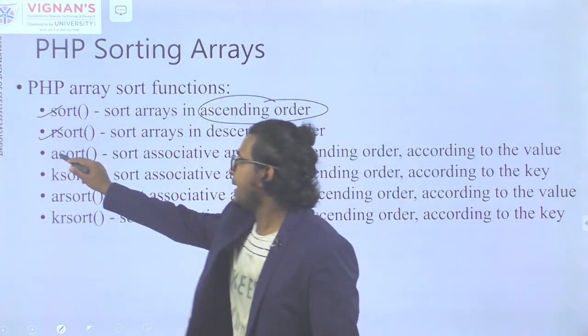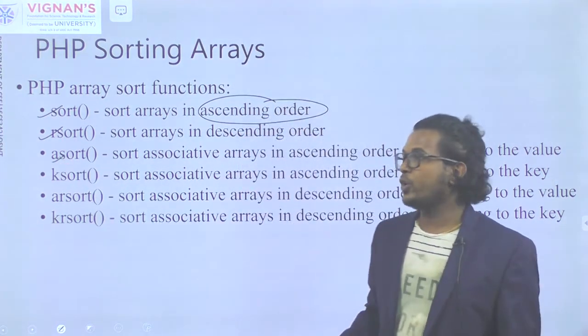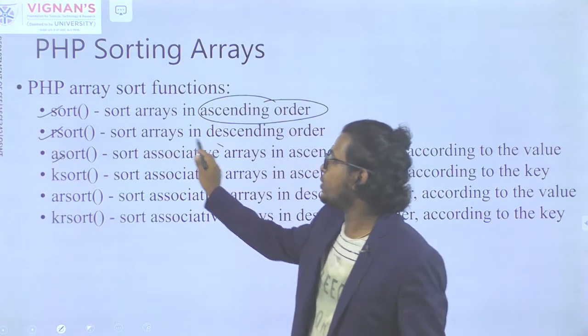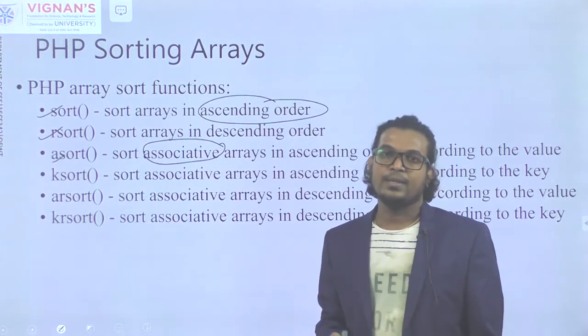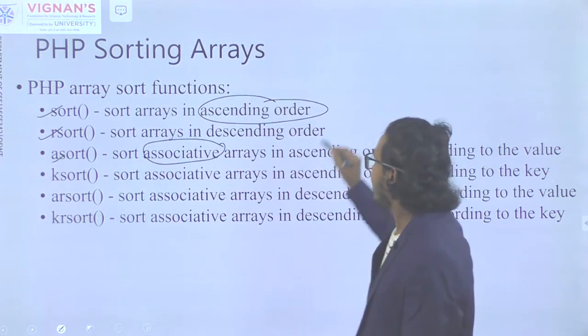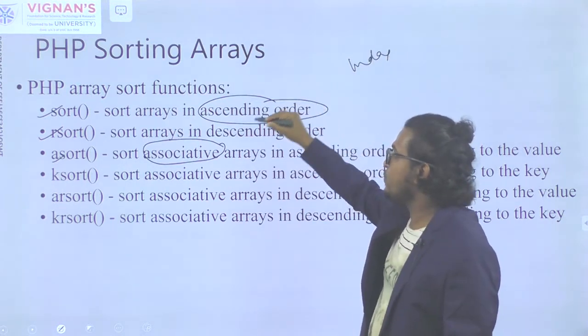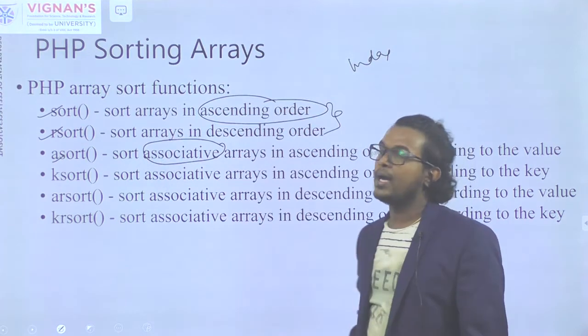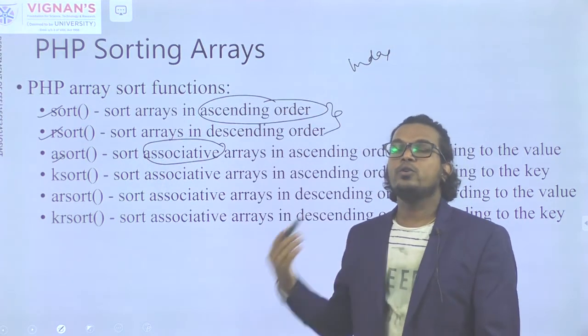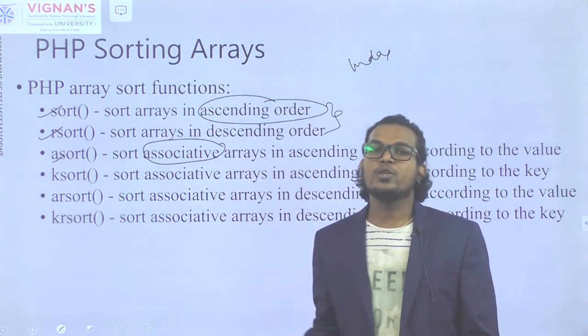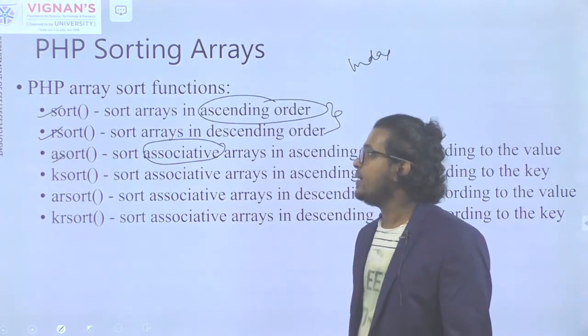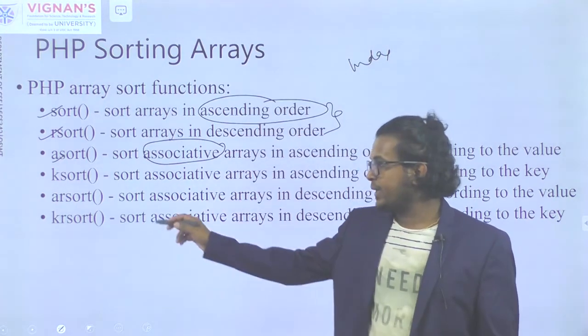Second one is asort. asort is related to the associative array. For sorting a normal indexed array, we use the sort and rsort functions. If you want to do sorting on your associative array, we use asort, ksort, arsort and krsort.